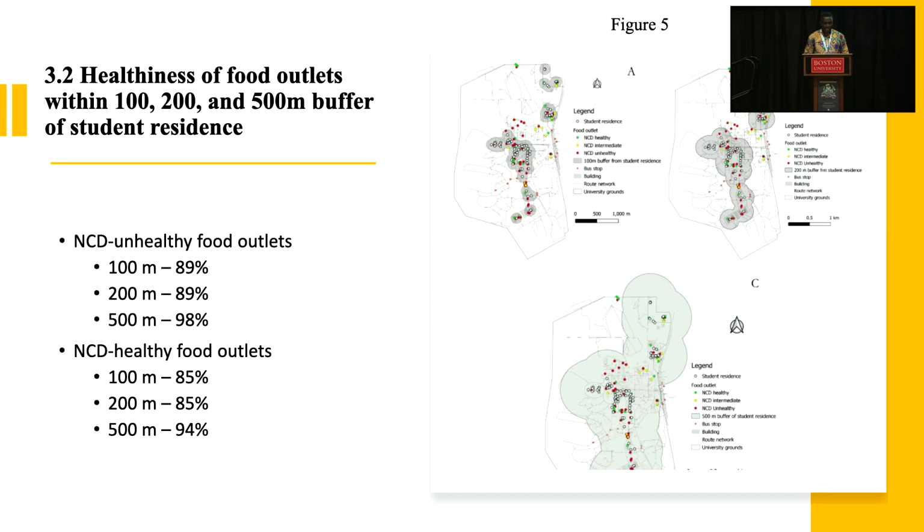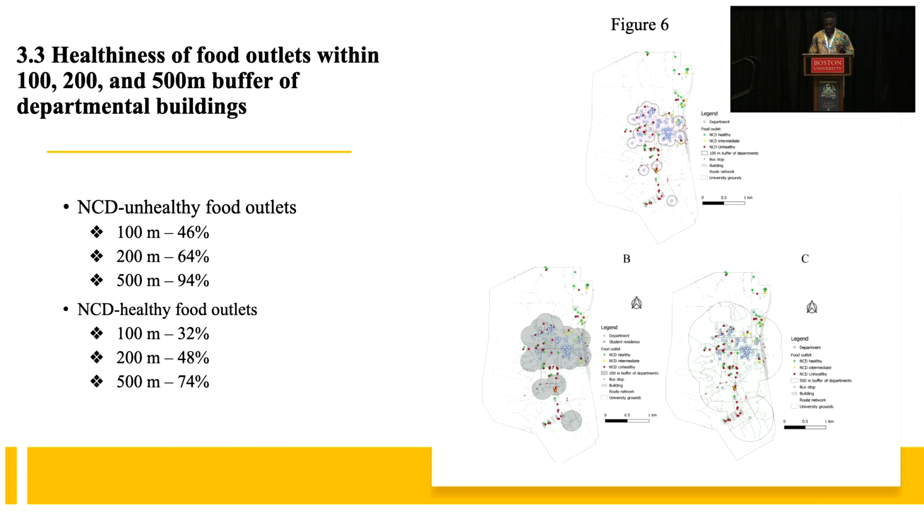When we look at the NCD unhealthy food outlets, about 89% of the mapped food outlets were within the 100-meter buffer. When we did the 200-meter buffer, we found that 89% of them were within it, then 98% were within the 500-meter buffer. When we look at the healthy food environment, 85% were within the 100 and 200-meter buffers, and 94% were within the 500-meter buffer. Now let's flip the coin and look at what happens to the department buildings.